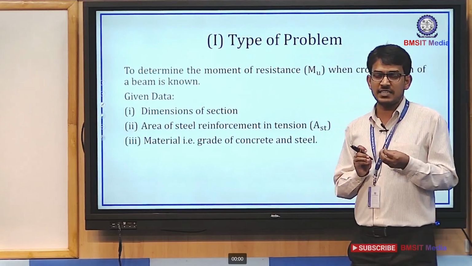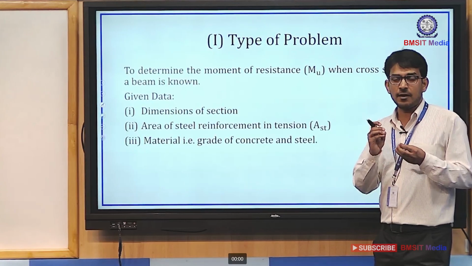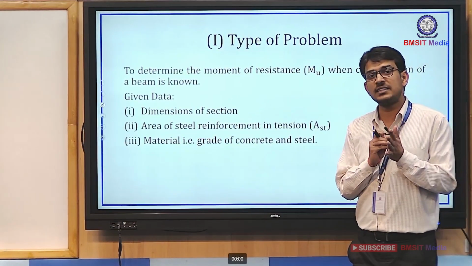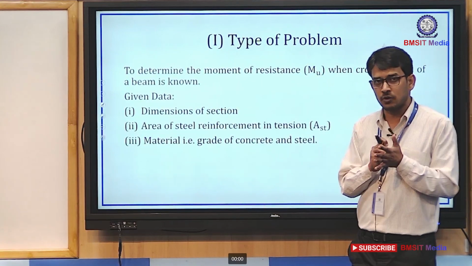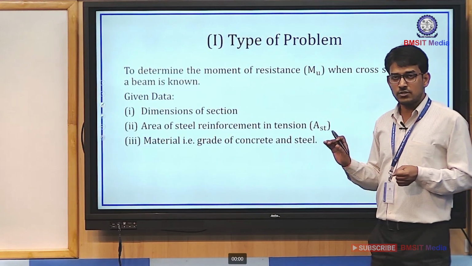The steel reinforcement in tension is abbreviated as Ast. What is the meaning of tension? This is a singly reinforced beam, and we are providing the reinforcement only in the tension zone. That is why it is called the area of the steel reinforcement in the tension zone. So that is the Ast.